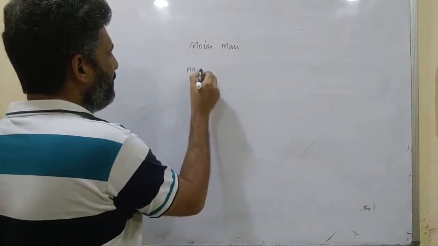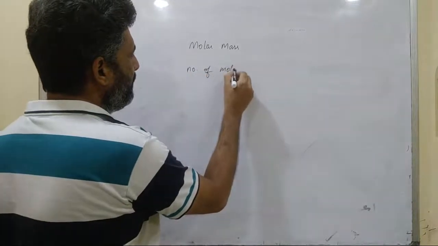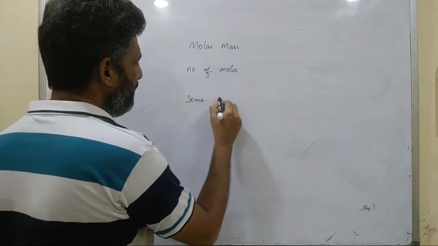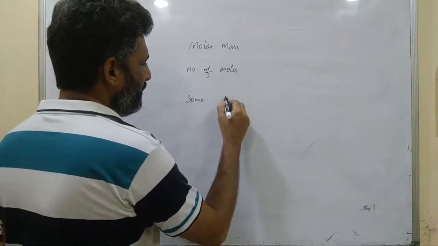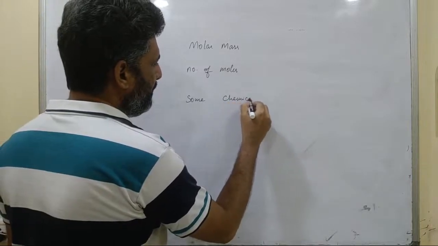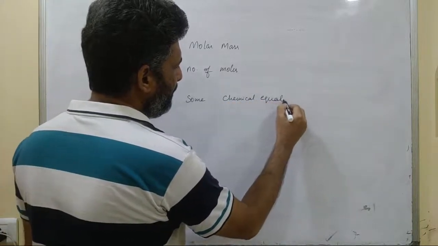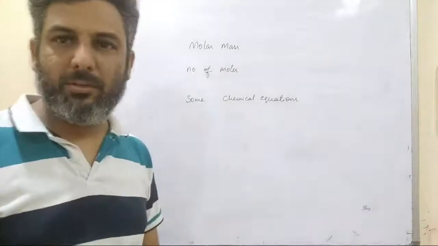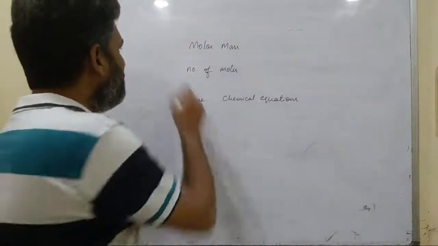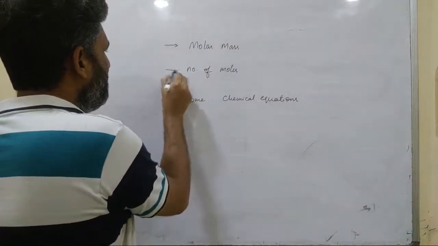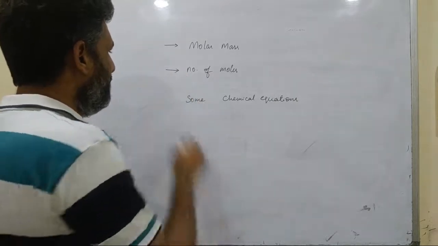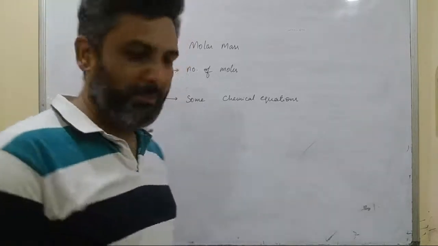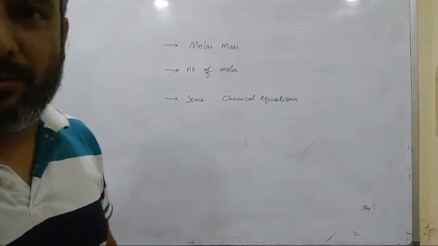To find the number of moles, then some numericals based on chemical equations. So these three we are going to discuss now. First one is how to calculate molar mass. Second one is how to calculate number of moles of a substance, and numericals based on chemical reactions.